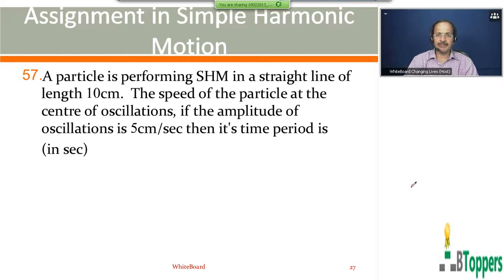See the next question, question number 57. A particle is performing simple harmonic motion in a straight line of length 10 centimeter. The speed of the particle at the center of oscillations, if the amplitude of oscillation is 5 centimeter per second.